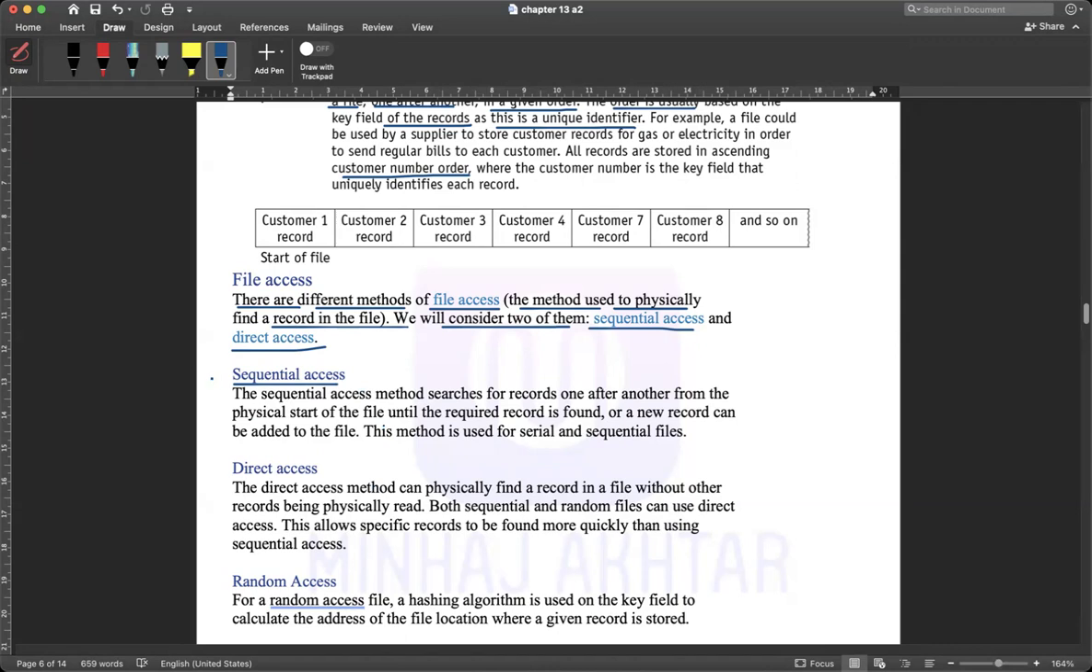Okay, so our first topic is the sequential access. The sequential access method searches for records one after another from the physical start of the file until the requested record is found. So again, we have some stack of files. Let me draw some stacks. You can see stack 1, stack 2, like that. It is just like arrays, but it is not a topic of arrays, okay?